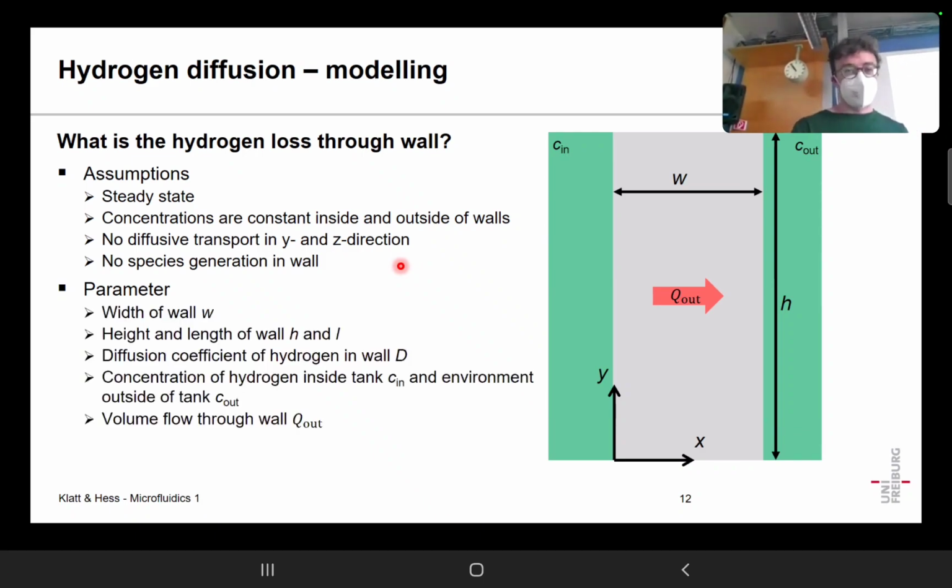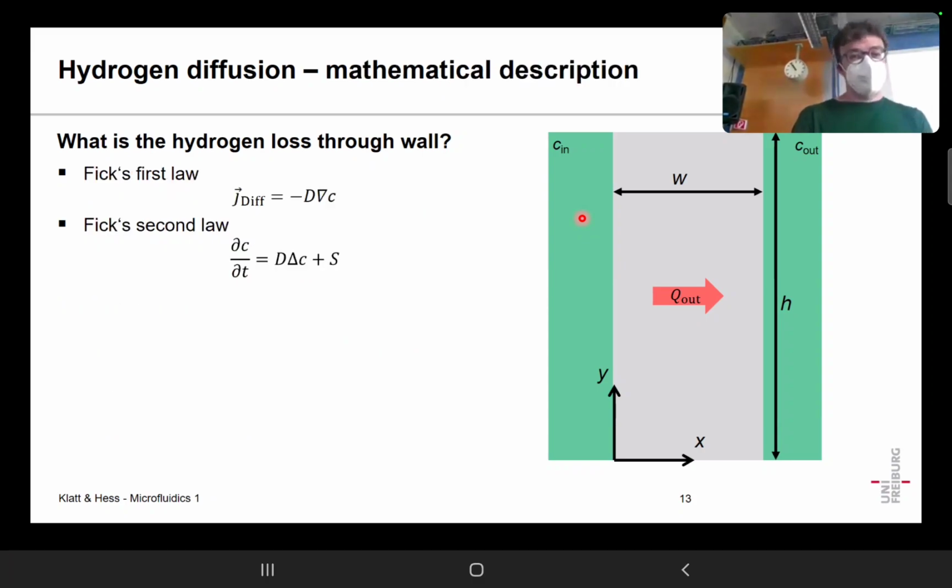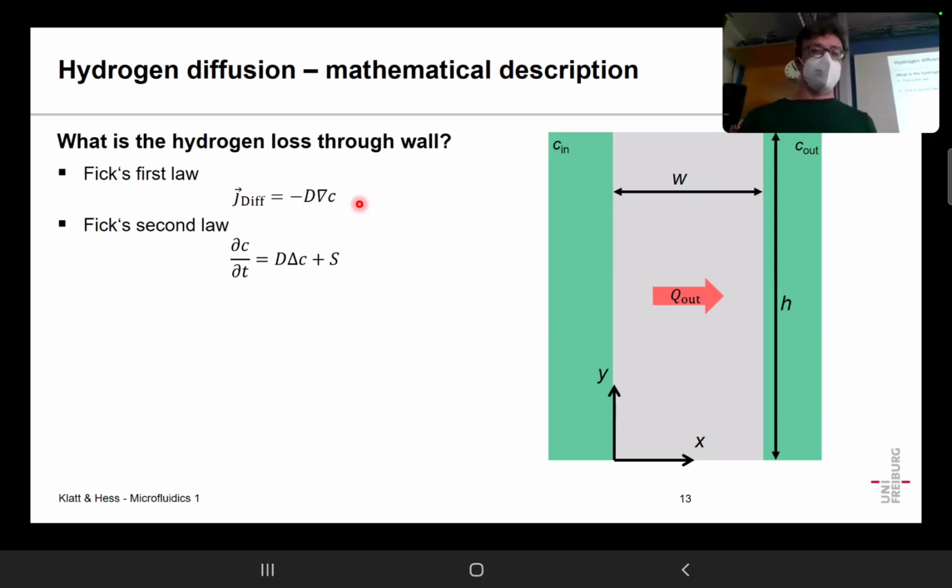Similar parameters. So the only thing that changes basically is that we are not talking about the thermal conductivity, but the diffusion coefficient, and that we are not talking about the temperatures, but the concentrations instead. And this is only possible because the equations are very similar. What we need here is Fick's first law and Fick's second law. And once again, think about the temperature equations. You will see that they are very, very similar, except that the names of the equations change.